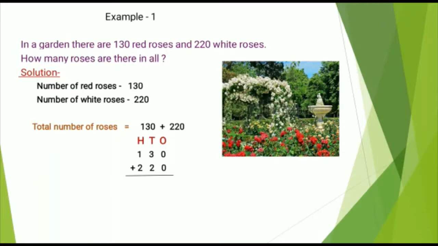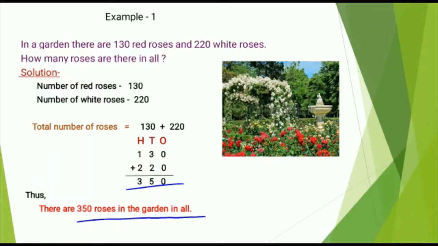Start from ones place. 0 plus 0 is equal to 0. Now coming on tens place. 3 plus 2 is equal to 5. And now come on hundreds place. 1 plus 2 is equal to 3. Thus there are 350 roses in the garden in all.